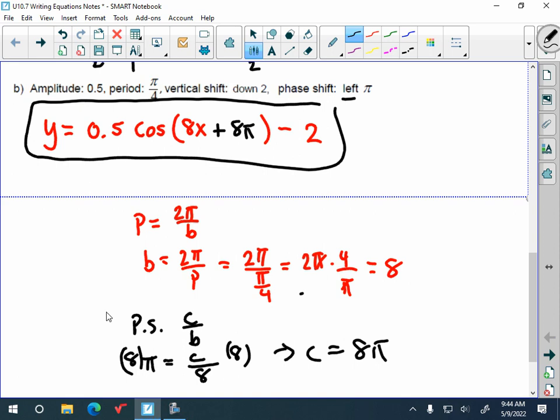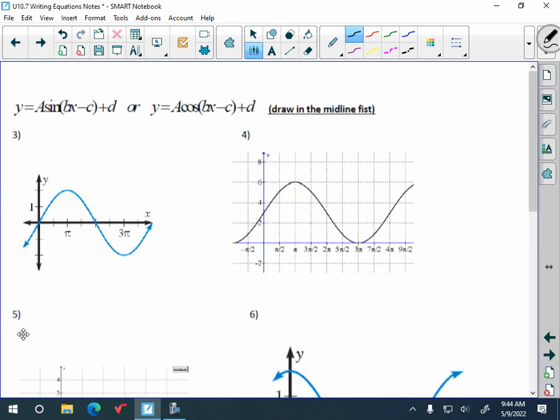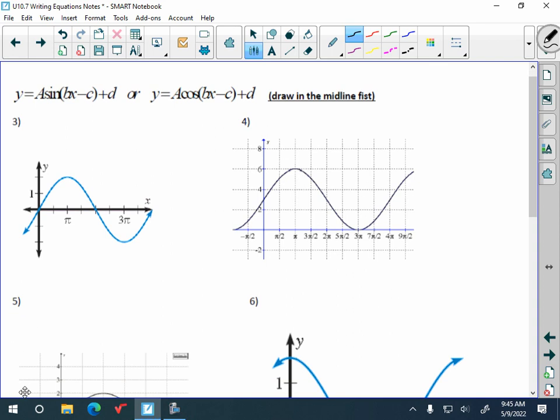All right, so go ahead and turn it over. Now they give us equations or graphs, and then we have to write the equation. All right, so the first thing you want to do is find the midline. The midline is going to be the middle between the highest and lowest points, because you want to see if there's a vertical shift on this.